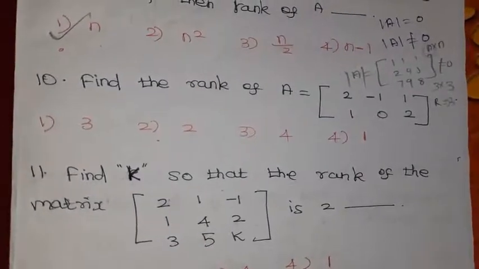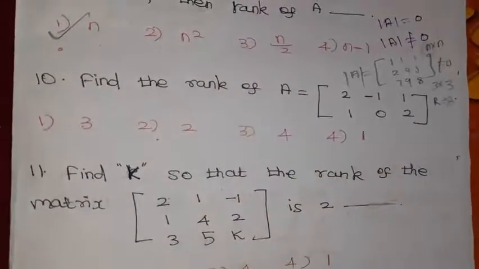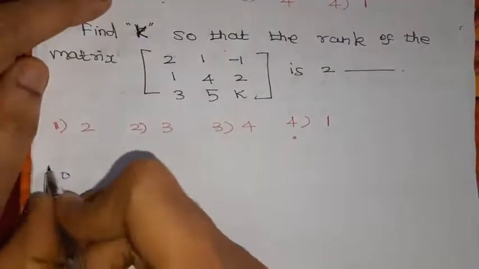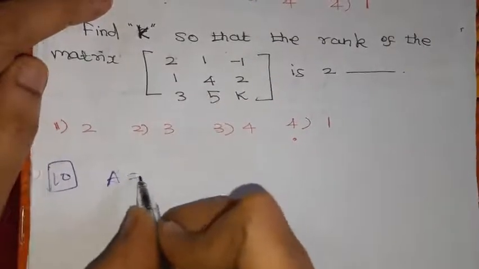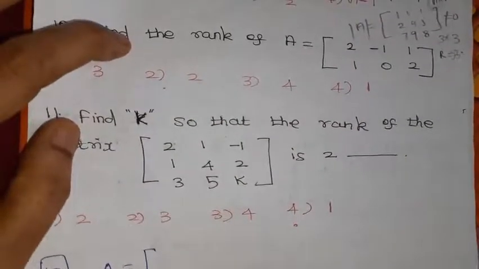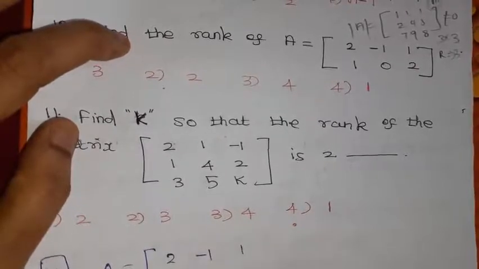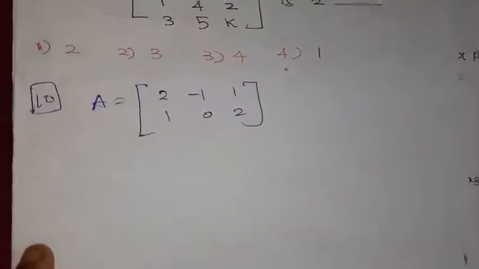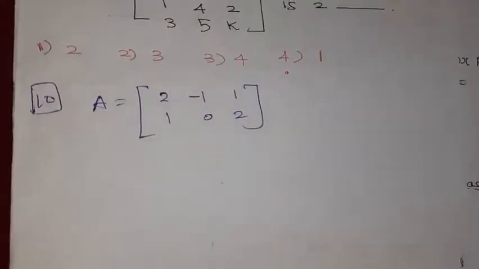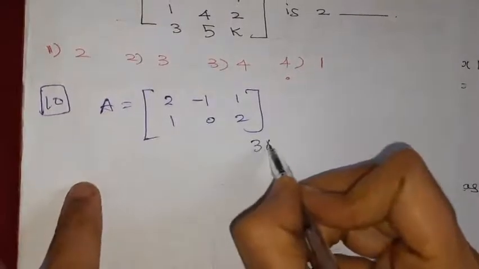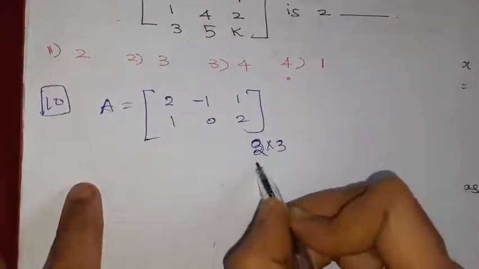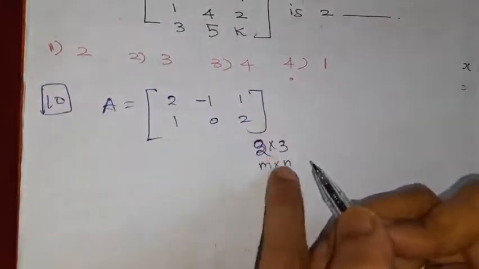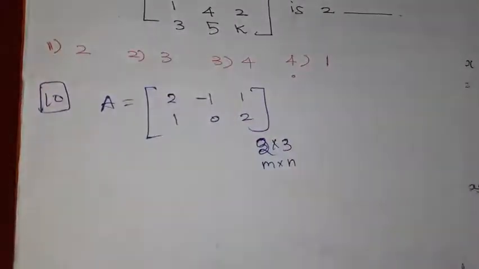Then question number 10: find the rank of A, the given matrix. We are going to find out the rank of the given matrix. I am writing here. So A, what is the matrix? 1 2 3, minus 1 1 1, 0 2. How can we find out the rank of the matrix? From this property itself we can find it out. It is a 2 cross 3 matrix, m cross n. Number of rows 2, number of columns 3. What is the property given in the previous problem?